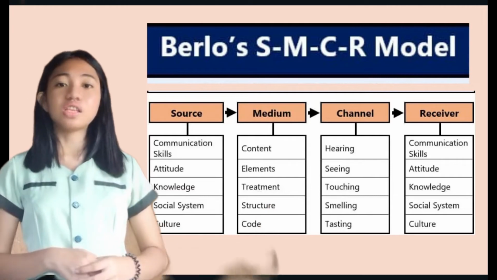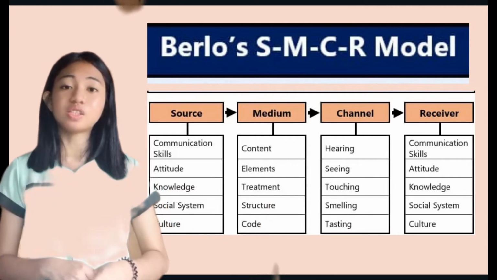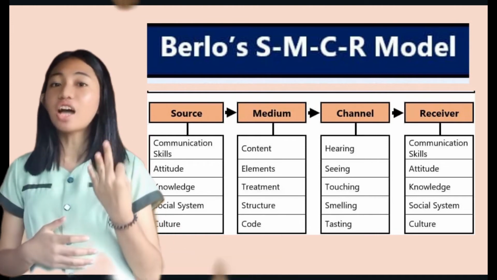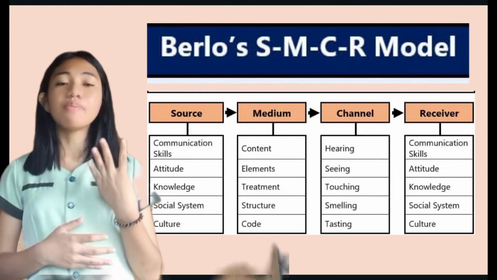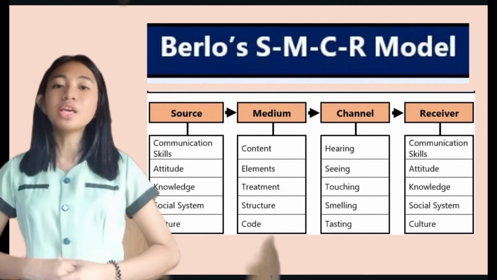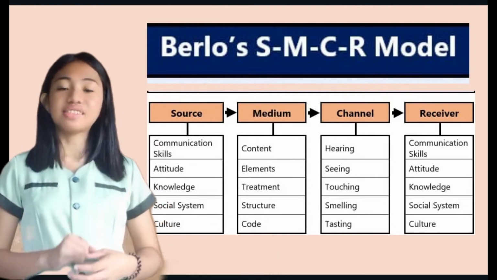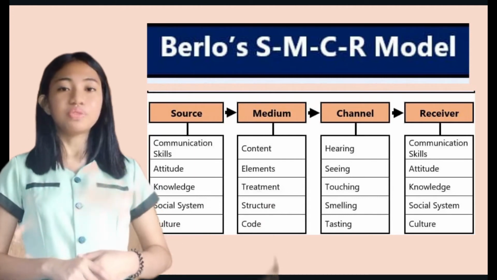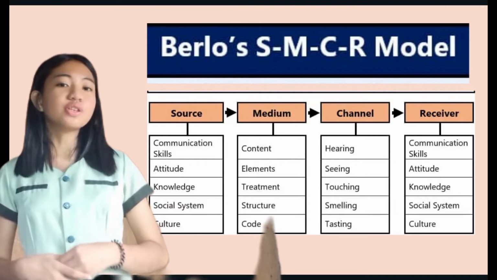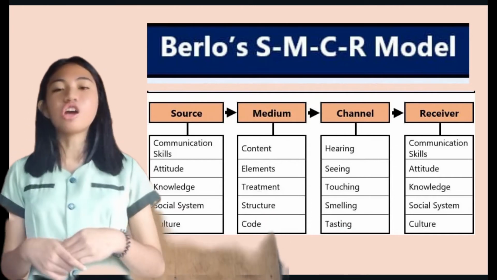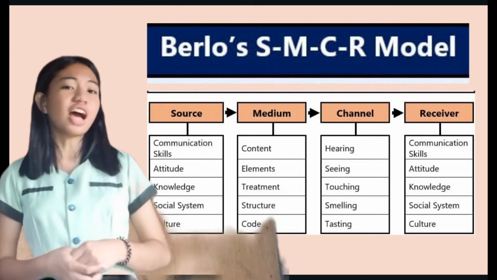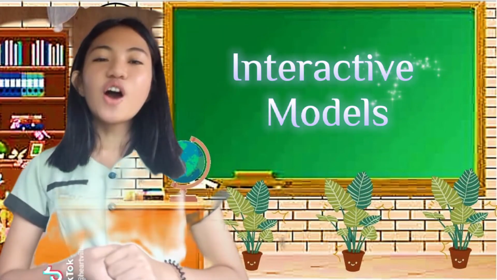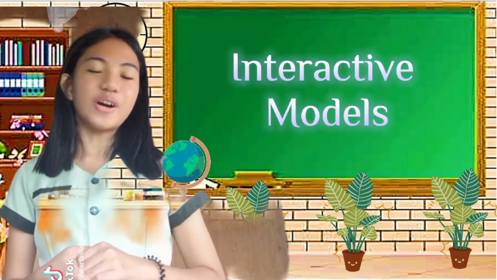The source and the receiver have just the same components, which are communication skills, attitude, knowledge, social system, and culture. For the message, we use as elements contents, elements, treatment, structure, and code. And for the channel, we use the 5 senses, which are hearing, seeing, touching, smelling, and tasting. Let's move on and go through interactive models.